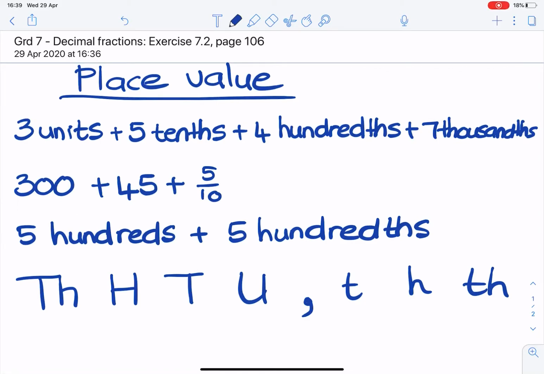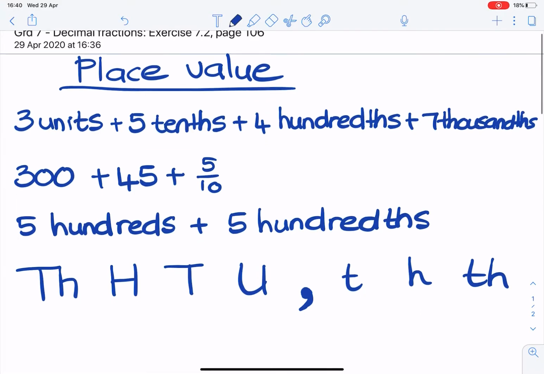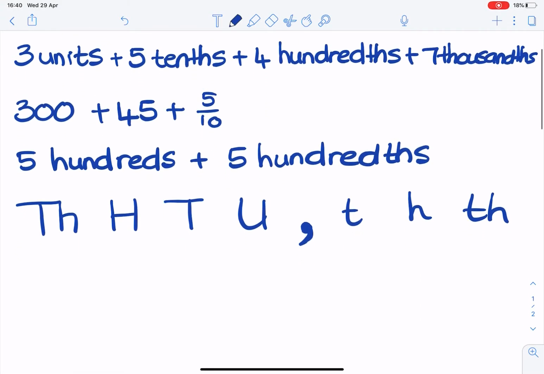Hello grade 7s, we're continuing with decimal fractions today and place value. Just a reminder from yesterday's lesson: the letters to the left of the decimal comma are always capital letters, whole numbers, and the letters to the right of the decimal comma, which are the fractions, are baby letters or lowercase letters. Now I want to put the following numbers into the place value table.